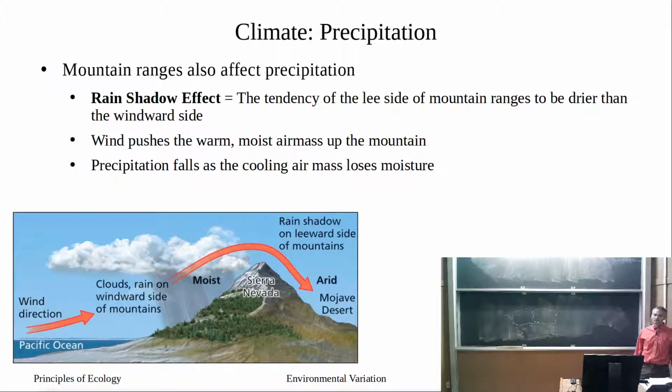All right. So what is this rain shadow effect? It's a tendency of the lee side of the mountain ranges to be drier than the windward side. All right. So the windward side is facing the wind. The lee side is downwind. All right. It's not facing the wind.